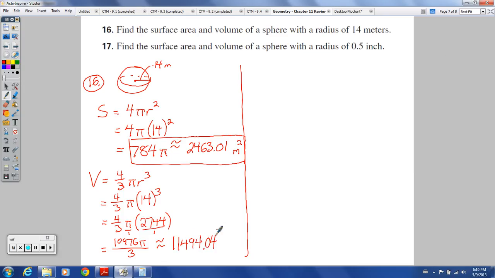So exact answer again, approximate answer over here. Either one of these would be acceptable. If they tell you to round, then give the approximate answer. If they tell you to leave it in terms of pi, leave it in terms of pi.